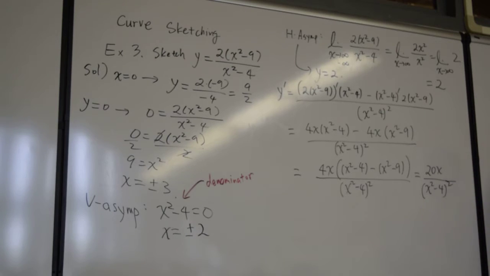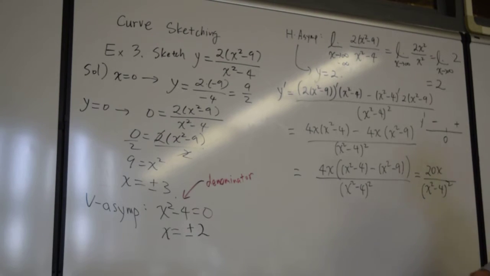Now, what are we interested in now? We are only interested in the sign of y prime. And as you can see, anything squared is always positive, so we don't have to worry about the bottom. 20 is a positive number, so the only thing that does change sign is x. When is x equal to 0? When x is equal to 0. If x is positive, the entire thing is positive. If x is negative, the entire thing is negative. So you can see that for y prime, it's 0 at 0, and it's plus here and minus there.